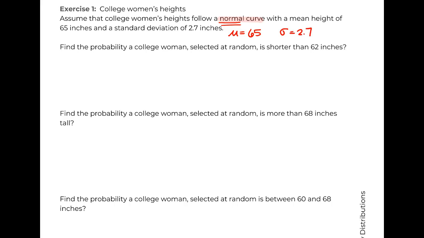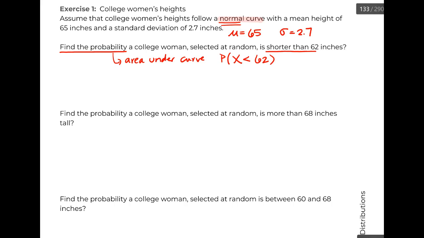All right, find the probability. So immediately I know that we're doing a direct question. This means we're looking for an area under the curve. If I wanted to, I could even use my probability notation, but completely unnecessary. I like the picture more than I like the probability notation. And then a college woman selected at random is shorter than 62. So we're looking for a height to be less than 62. Again, no need to do this notation.